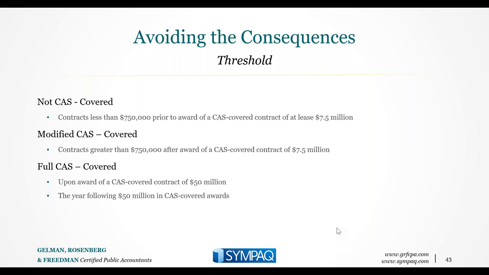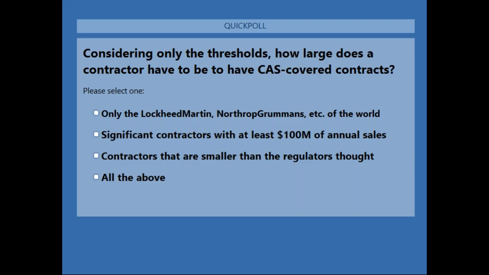Great, thanks, Steve. So we're now in our last polling question, and our question is, considering only the thresholds, how large does a contractor have to be to have CAS covered contracts? Is it A, only the Lockheed Martins, Northrop Grummans, et cetera of the world? B, significant contractors with at least $100 million of annual sales? C, contractors that are smaller than the regulators thought? Or D, all of the above? So please take a moment now to answer.